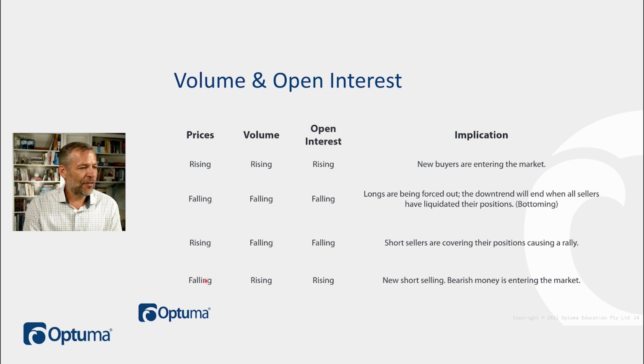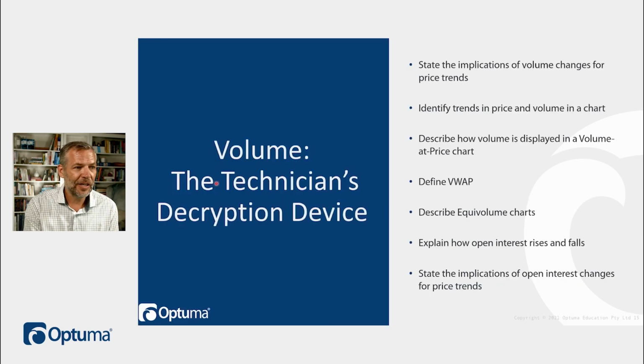So again, prices falling, but volume and open interest rising. New short selling is going on. Bearish money is entering the market. So again, when these two are in tandem, it's really confirming what price is doing, is I think the simple way of looking at that.